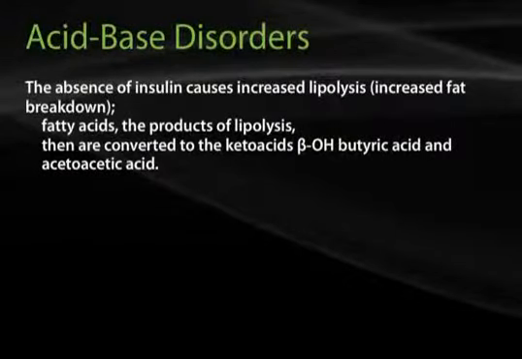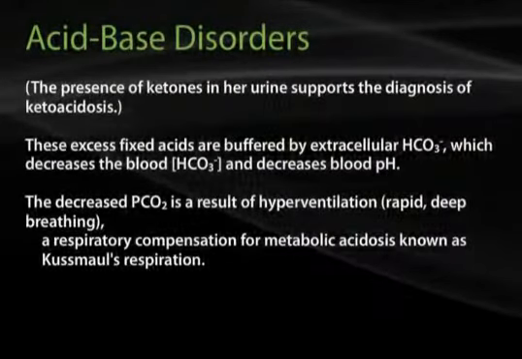The absence of insulin causes increased lipolysis, or increased fat breakdown. Fatty acids, the product of lipolysis, are then converted to the ketoacids beta-hydroxybutyric acid and acetoacetic acid. Recall that the presence of ketones in her urine supports the diagnosis of ketoacidosis. These excess fixed acids are buffered by extracellular bicarbonate. This ultimately decreases the blood bicarbonate concentration and decreases blood pH.